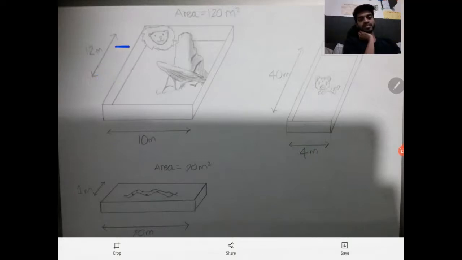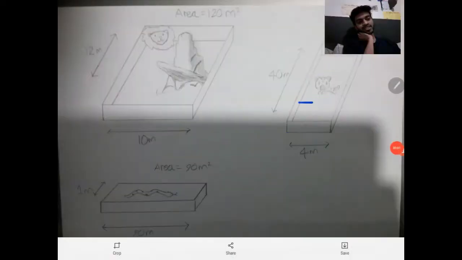That means that the length is 12 meters and the width is 10 meters. And if you multiply 12 by 10, you will get 120. And 120 is the area of that enclosure.